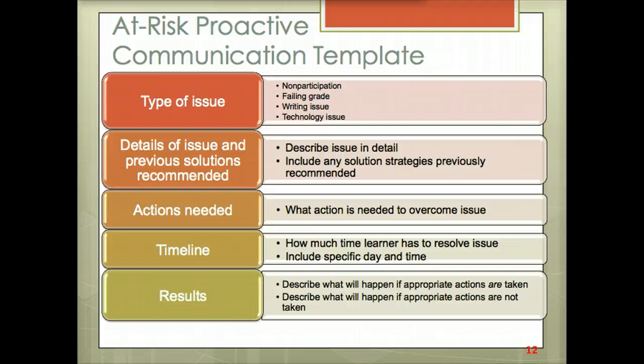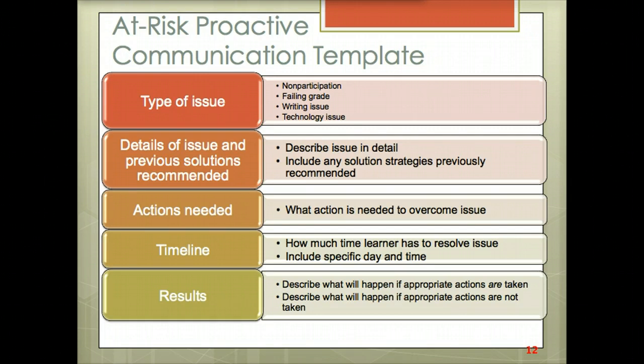When talking with students, be specific about the issue and their current standing in the course. Other issues you might want to act on are writing issues, plagiarism issues, time management problems, or technology issues that are putting the learner at risk for not passing the course. This template should be used to communicate with learners after you have reached out to them informally to help them with the issue they are having.